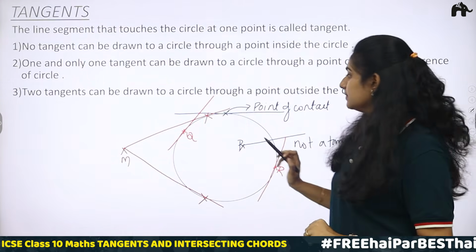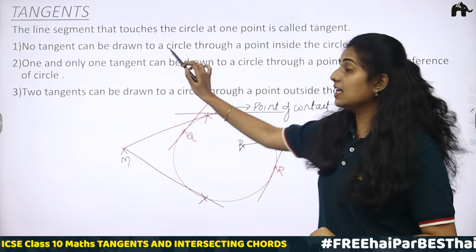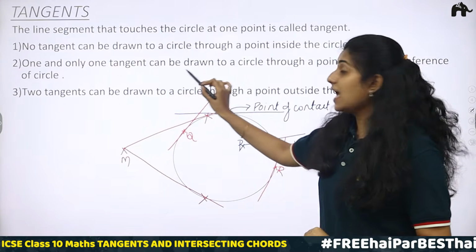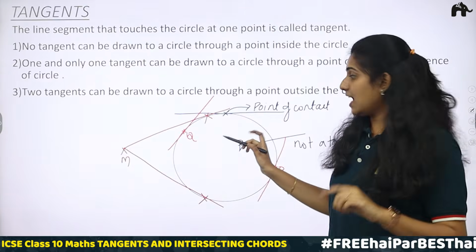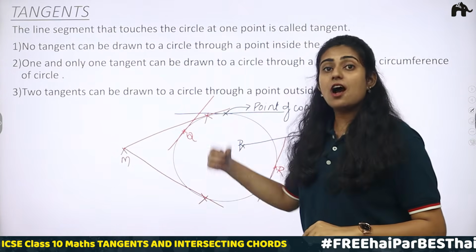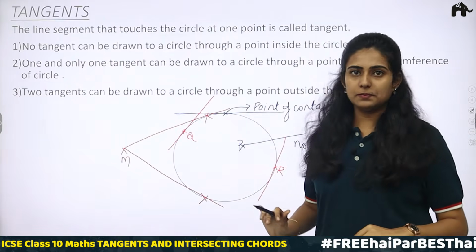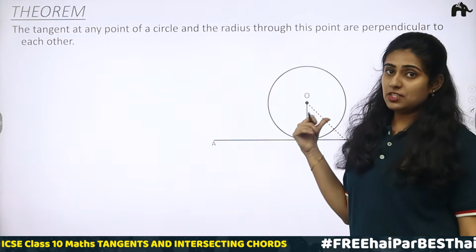Okay? Clear? So, the first one, we were not able to draw any tangent when the point lies interior to the circle. And when the point lies on the circle, then we were able to draw one tangent. When you take a point outside the circle, you are able to draw two tangents. Clear? All these statements are clear, right? Next, we have few theorems to discuss in this session.